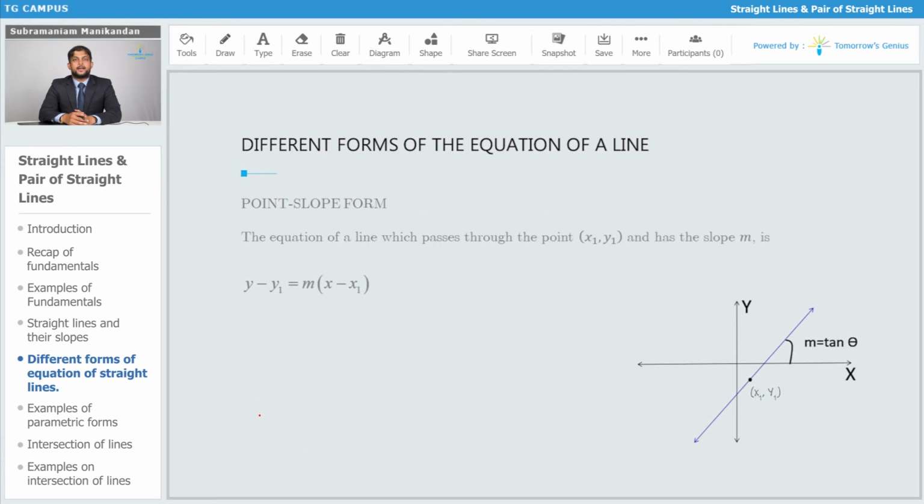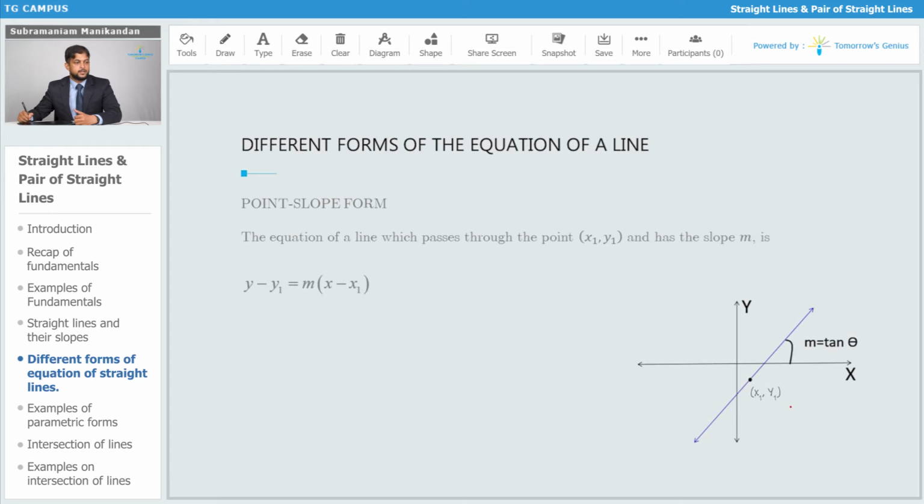The next and second most important form of the equation of the straight line is the slope point or the point slope form. When we know the coordinates of one point through which a line passes and the slope of the line, then it is possible to write down the equation of the straight line immediately using this form. This follows from the definition of the slope of a line.